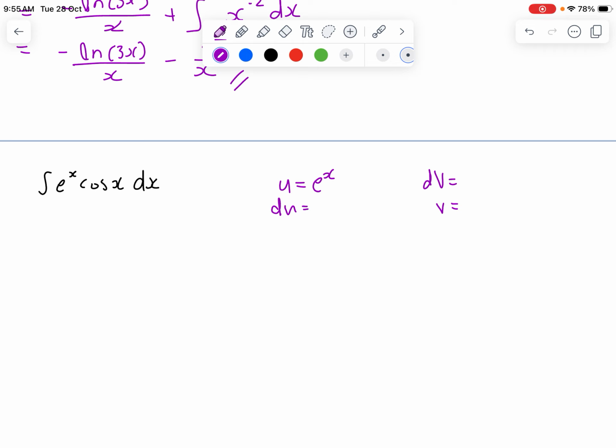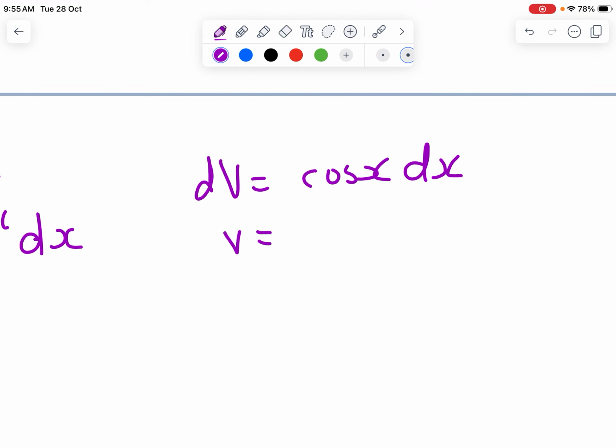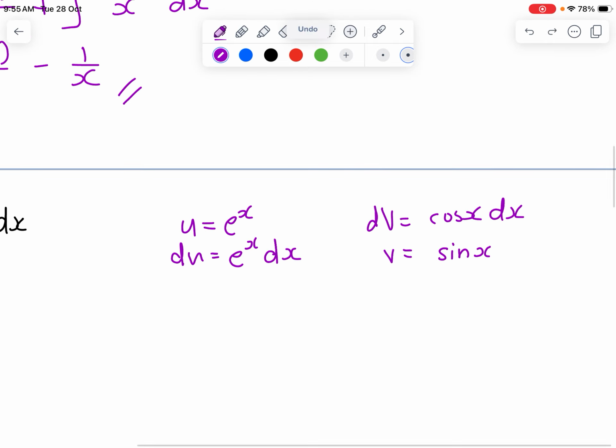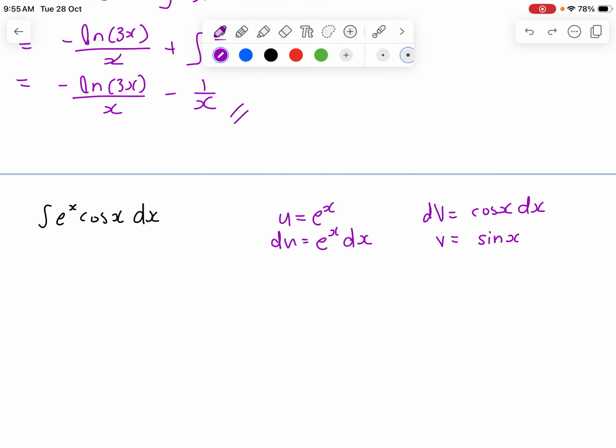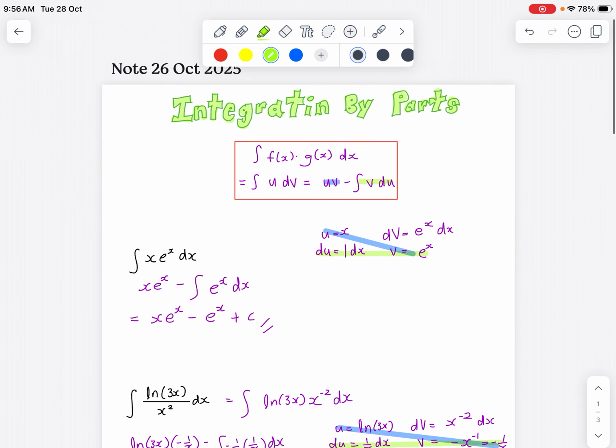So in this case, if I have e to the x, then du is obviously still e to the x. Then dv in our case is going to be cosine x dx, and we integrate cosine, we get sine. Because if we differentiate sine, v equals sine, then dv over dx is going to be cosine. So now that we have that, we are going to again make use of our formula. So u times v minus the integral of v du. Just scrolling up for your reference.